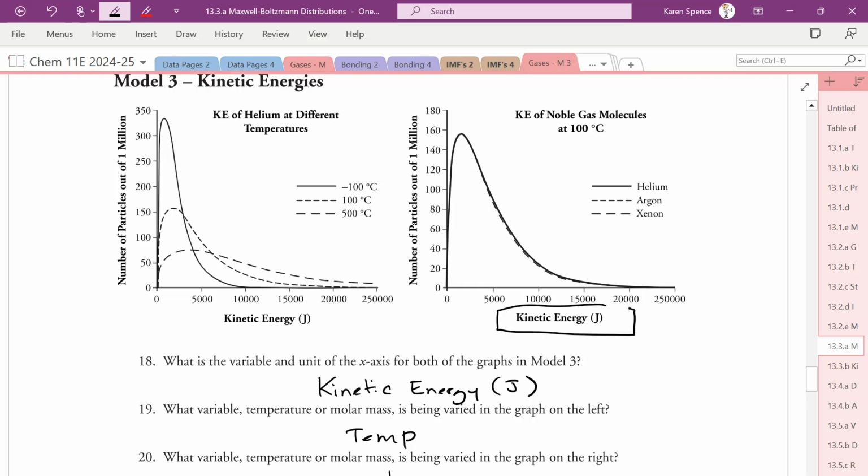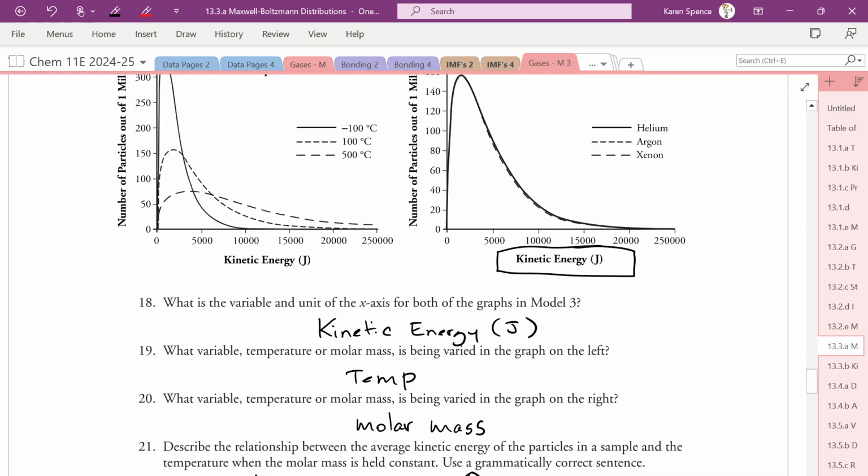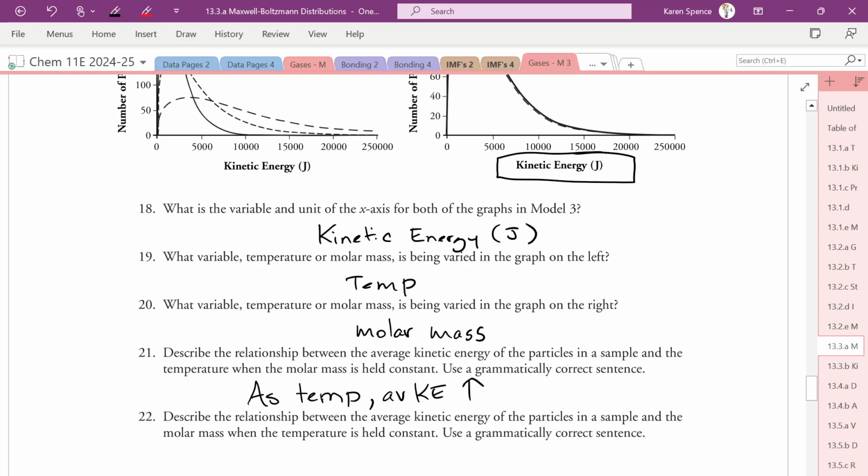Kinetic energy, not speed. It is correct. My apologies. Okay. Average kinetic energy of the particles and the molar mass.